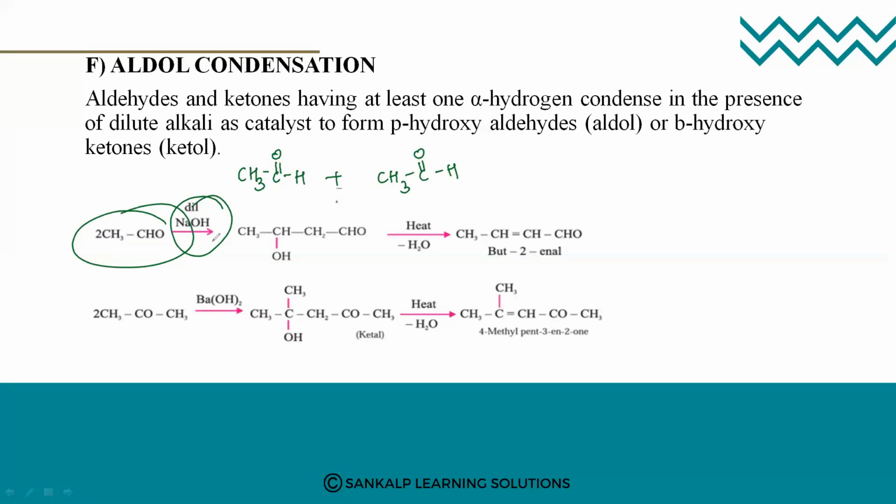This is acting as a catalyst, and it forms what? It forms beta hydroxy aldehyde or beta hydroxy ketone. This is beta. Thus it is called aldol condensation. It is a self condensation between two aldehydes or between two ketones. What is the necessary condition? At least one of the aldehyde or ketone should have an alpha hydrogen. This is the only necessary condition, and it occurs in the presence of dilute alkali.